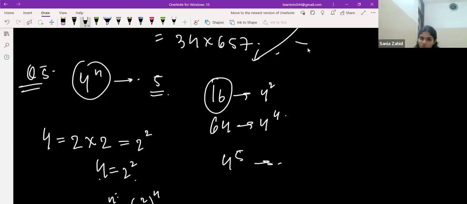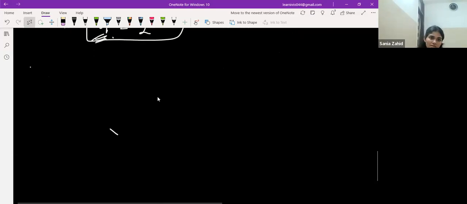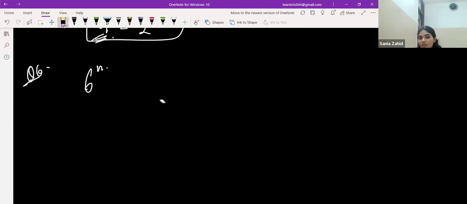Okay, any doubts in the solution? No. Okay, so we move ahead now. We have question 6. Question 6 says, no, I explained you the example. So it is 6 to the power n. Now again, they are asking you whether it can end with 0 or not. Now we studied that the numbers that end with 0 should have 5 as its factor mainly. 2 also. So 2 and 5 as its factor.